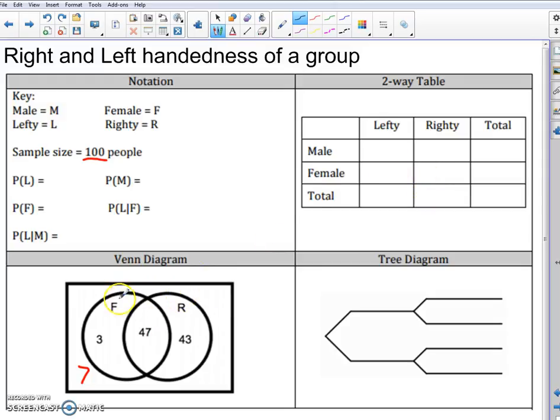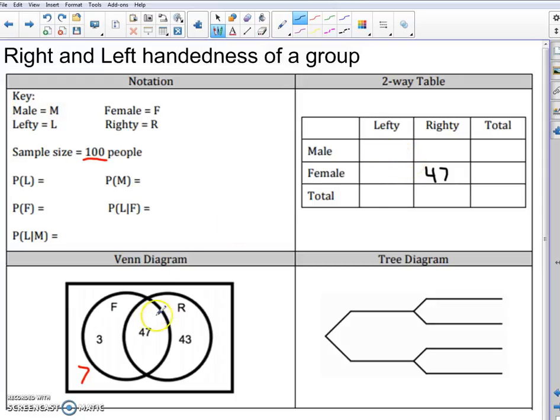So if I look at this Venn, the easiest one for me to start with is this overlap here. Because if you look at the Venn, this is females that are right-handed, or female and righties. This is their overlap, 47. So I'm going to go over to the two-way table and start with female, righty, and add 47 in here. And that's just an easy one to start with. You can start with whatever number you want. That's just the easiest one for me to recognize.